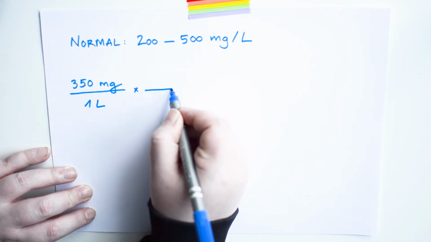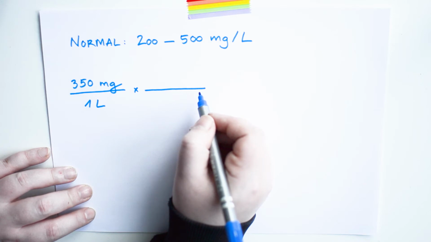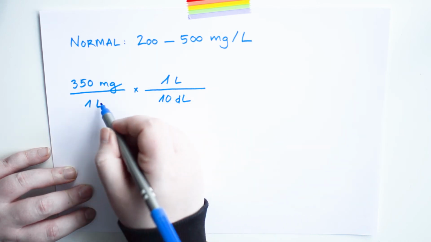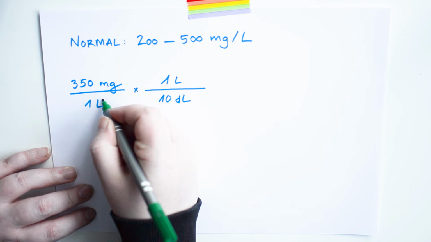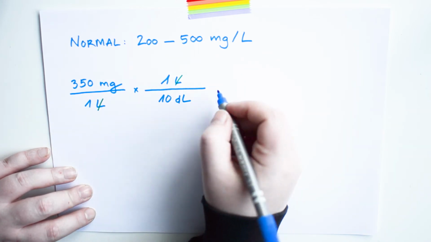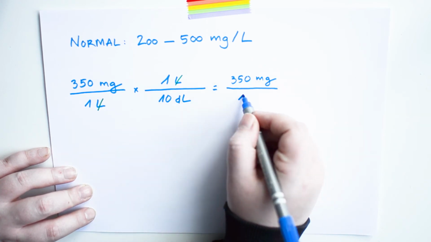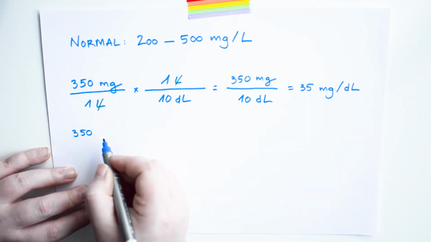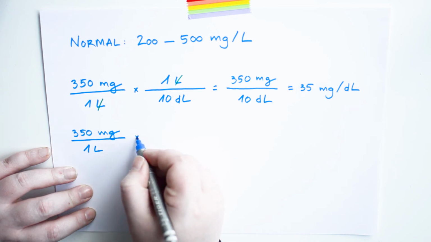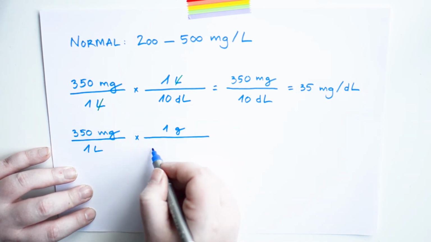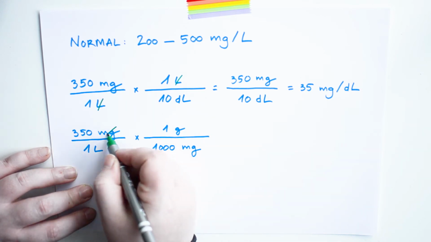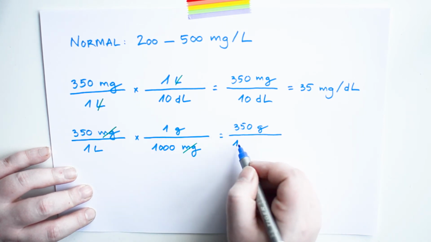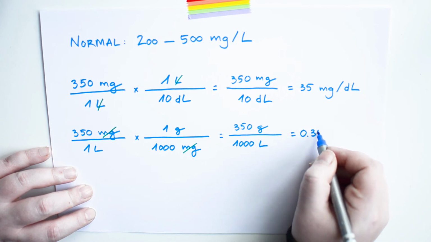Let's take, for example, 350 milligrams per liter, which is right in the middle of the normal range, and convert it to milligrams per deciliter using the math skills we developed last week. First fraction, which is 350 milligrams per 1 liter, multiplied by a second fraction, which is 1 liter per 10 deciliters. Liters cancel each other out, so this equals 350 milligrams per 10 deciliters, which equals 35 milligrams per deciliter. Now let's take 350 milligrams per liter and convert it to grams per liter. First fraction, which is 350 milligrams per 1 liter, multiplied by a second fraction, which is 1 gram per 1000 milligrams. Milligrams cancel each other out, so this equals 350 grams per 1000 liters, which equals 0.35 grams per liter.